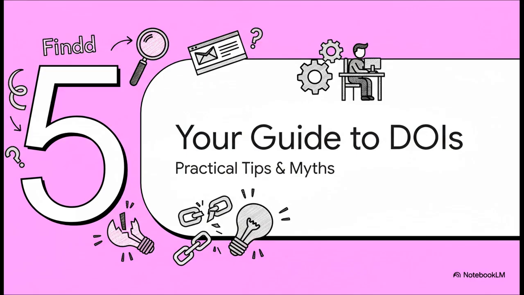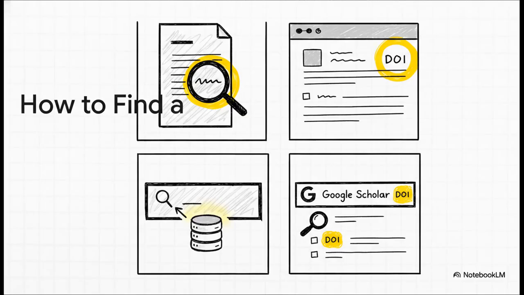Okay, so now you know why they're so important. Let's get practical. How do you actually find and use these things in your own work? And hey, let's bust a couple of common myths while we're at it. Finding a DOI is usually super easy. Most of the time, it's printed right there on the first page of the article's PDF. If not, the journal's website is the next best place to look. You can also use a lookup tool like Crossref, or, and this is my personal favorite trick, just search the article title plus the word DOI in Google Scholar. It works like a charm almost every time.